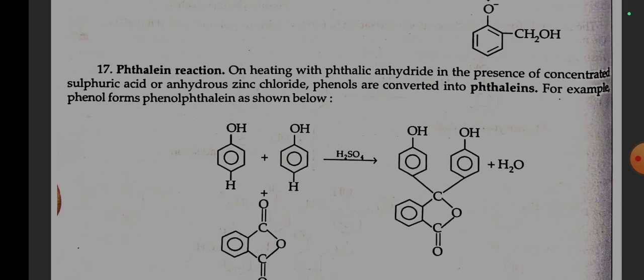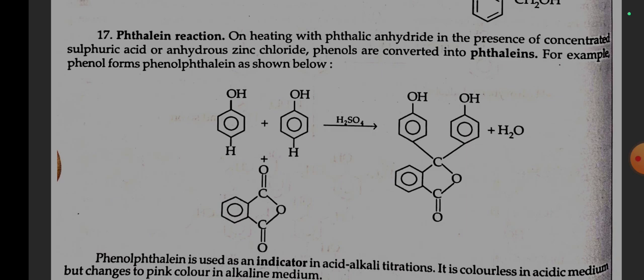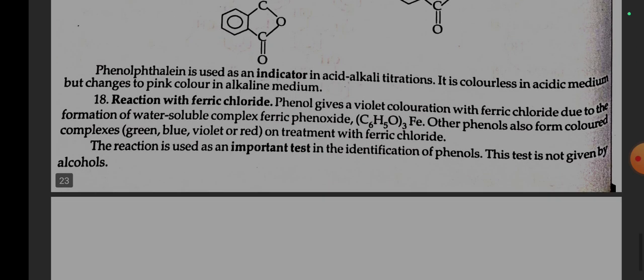17. Phthalein reaction. On heating with phthalic anhydride in the presence of concentrated sulfuric acid or anhydrous zinc chloride, phenols are converted into phthaleins. For example, phenol forms phenolphthalein, as shown below. Phenolphthalein is used as an indicator in acid-alkali titration. It is colorless in acidic medium but changes to pink color in alkaline medium.